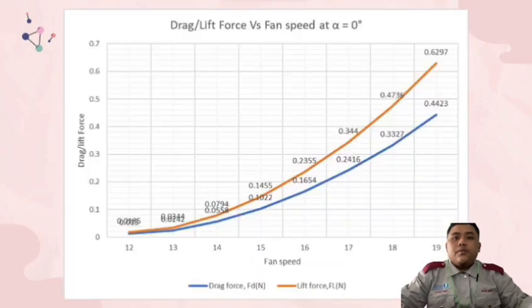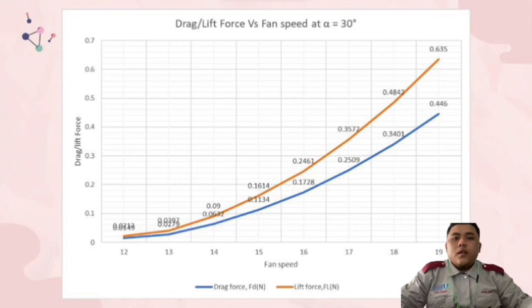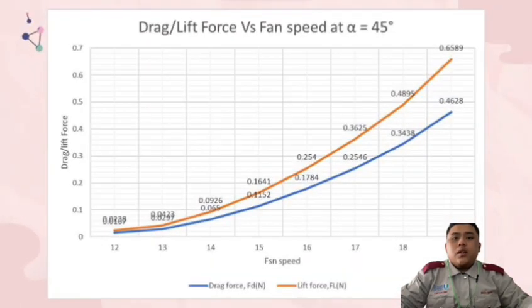Next is the drag or lift force versus fan speed at the angle of attack 0 degree. As you can see, the increase of the fan speed also will increase the drag or lift force. It is also the same with the data that we get from the angle of attack at 30 degree. With the increasing of the fan speed, the drag or lift force also will increase. It is also the same with the angle of attack at 45 degree. As you can see, with the increase of the fan speed, the drag or lift force also will increase.